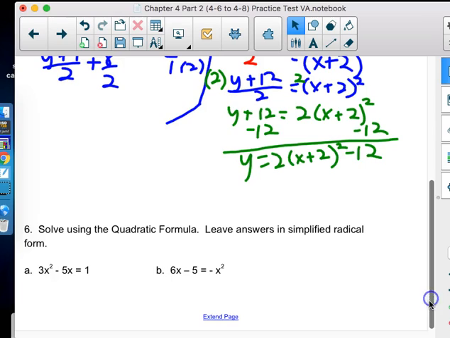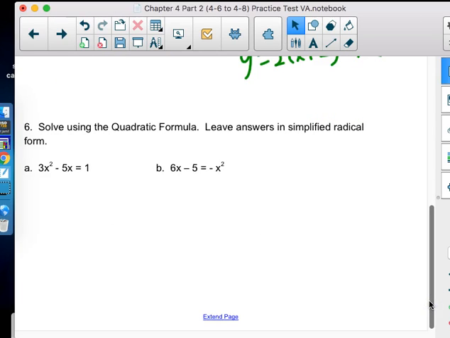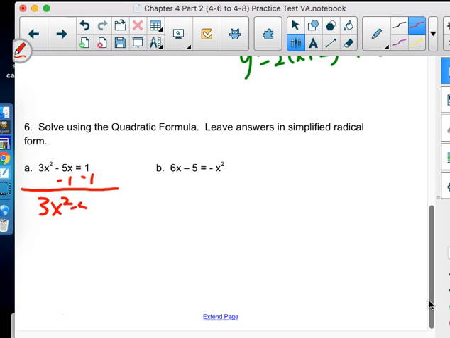That was a lot of completing the squares, so eventually we got to change into something else. The next section was about the quadratic formula. So solve using the quadratic formula, leave answers in simplified radical form. So let's take a look. Is A ready to go into the quadratic formula? What's wrong with it? Gotta have a 0. Yep, that's right. To use the quadratic formula to solve, we have to have a 0 on one side.